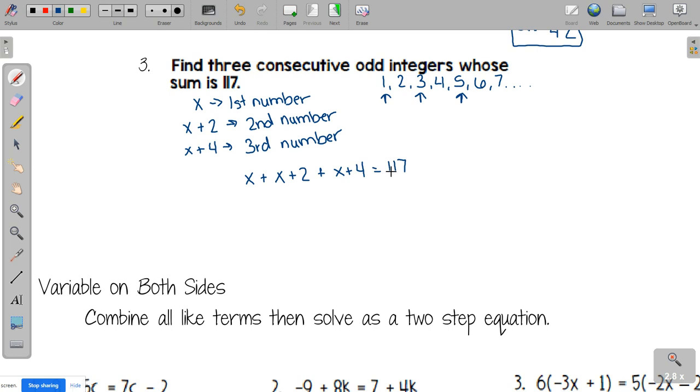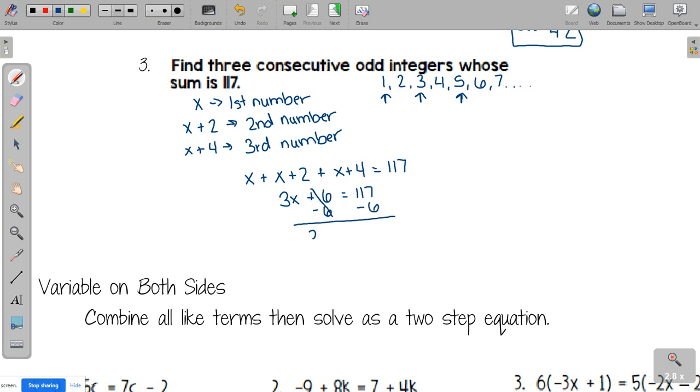We need to combine our like terms. So we have x, x, and x. So we have 3x. Then we have 2 digits here. We have a 2 and a 4. If we add them, we get 6. That equals 117. Now we have a problem we can solve. So we're going to subtract 6 from both sides.